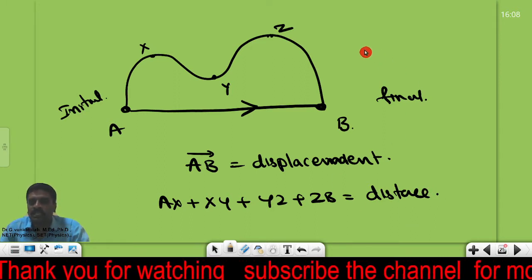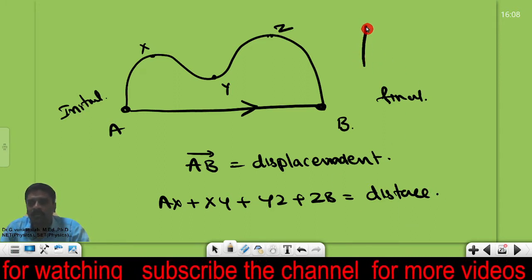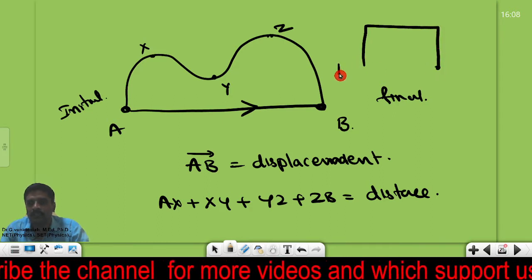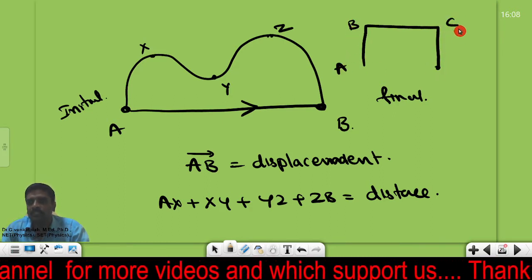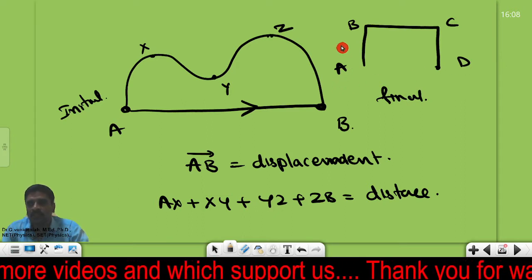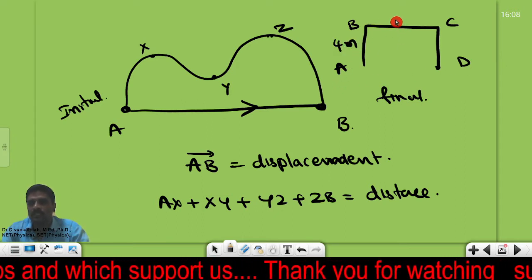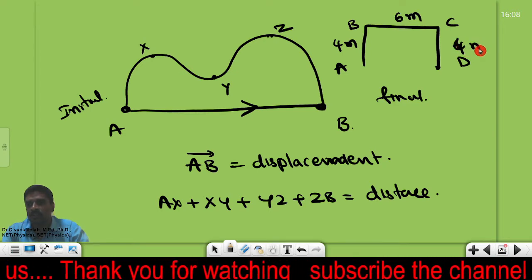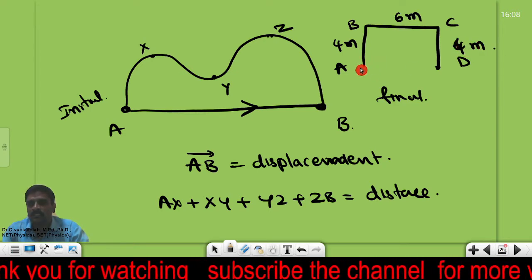For your easy understanding, one more diagram I am taking: from A to B, B to C, and C to D. Let me take this distance as 4 meter, this distance as 6 meter, and this distance as 4 meter. Now what is the distance in this one?